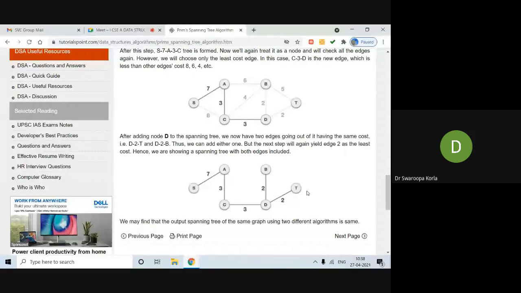Now, for example, I am at T. I have only one connecting line incident to B. T to B is 5. But if I add it, what happens? It forms a circuit. So I should not add this edge.